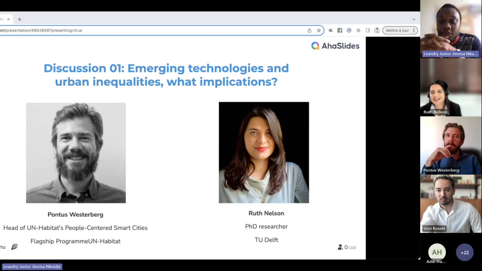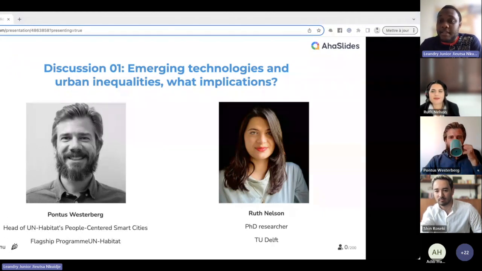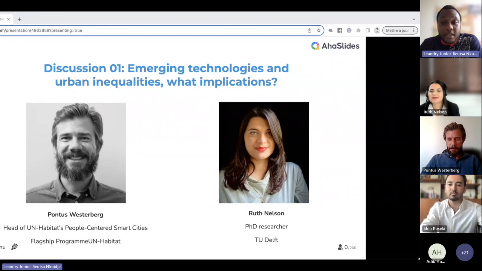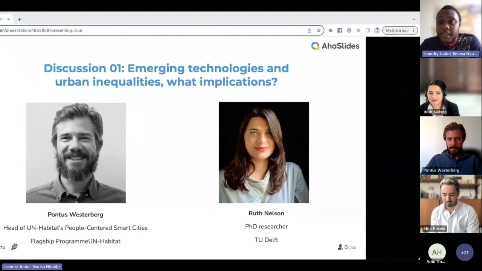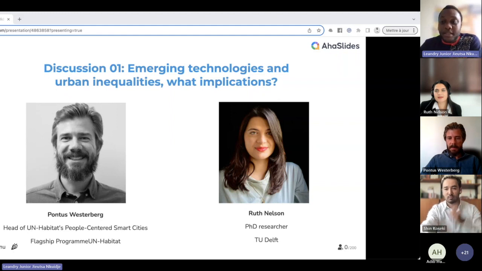The first one is Pontus Westerberg, who is the head of the UN Habitat's People-Centered Smart City Flagship program. Pontus leads the Flagship, and he has advised governments on digital inclusion, civic technologies, smart cities, and urban innovation in Africa, Asia, Latin America, and Europe. He represents the UN Habitat in the steering group of the Cities for Digital Rights Coalition, the UN Working Group on Artificial Intelligence, and the advisory group of the Finnish Estonia Smart Cities Center. He is a co-founder of the UN Innovation Technology Accelerator for Cities and the Block by Block Foundation. Before joining the UN in 2012, he worked in the NGO sector for 10 years. So he has quite a lot of things done.